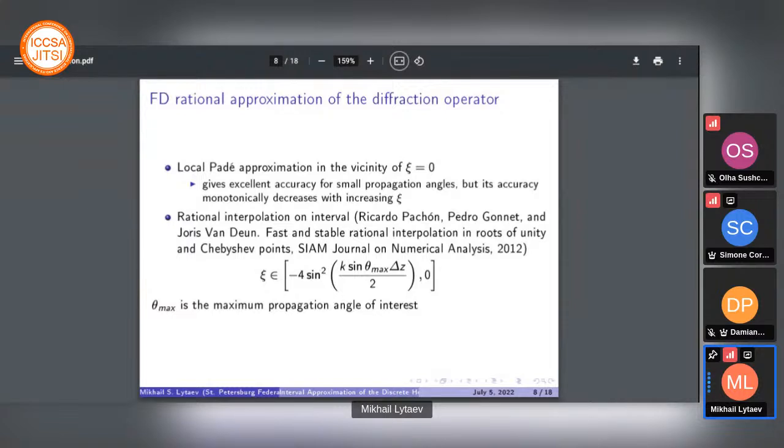Instead of using a local approximation, in this paper, it is proposed to use a rational approximation on a segment. Rational approximation in Chebyshev roots is used as an approximation method in this research. The desired approximation interval is expressed as follows.